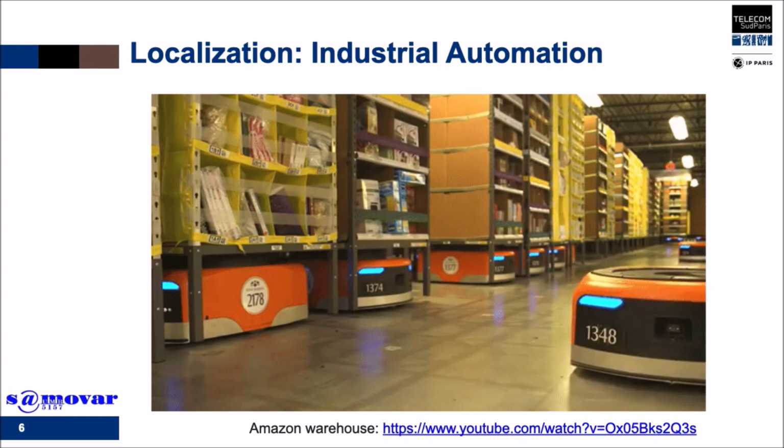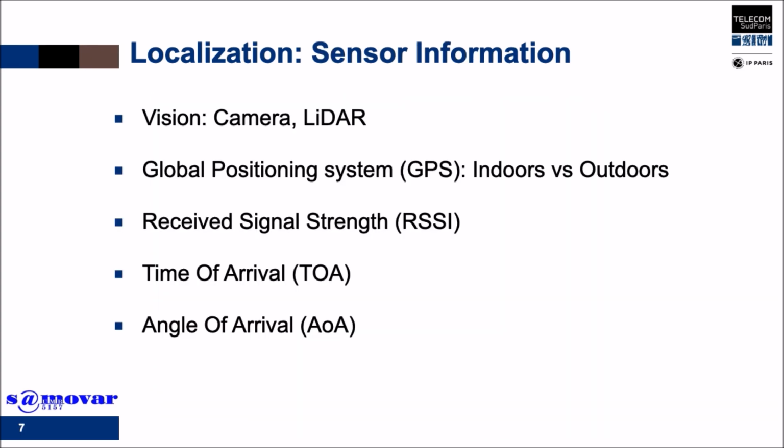Since we saw different applications of localization, let's now have a look at the different sensor information that can be used to achieve localization. For example, vision sensors, such as camera or lidar, are used to monitor the environment frequently, and by matching the changes that happen to the environment, different solutions can conclude the movement of the robot that led to this change. There is also the well-known global positioning system, GPS. However, in the indoor context it does not work; it only works outdoors.